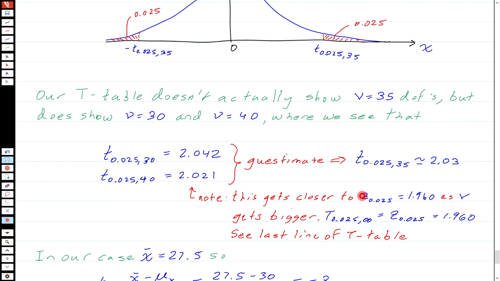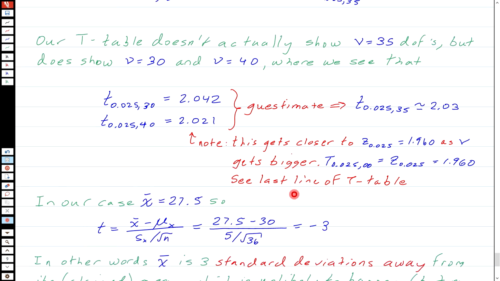Note that these numbers get closer to z of 0.025, the z value with area to the right of it of 0.025, which is 1.96. So this is a narrower distribution. It's a slightly smaller number than this, but if you look in the table, you see that these numbers get closer to 1.96. You see this number is closer than this one to 1.96 as the number of degrees of freedom gets larger.